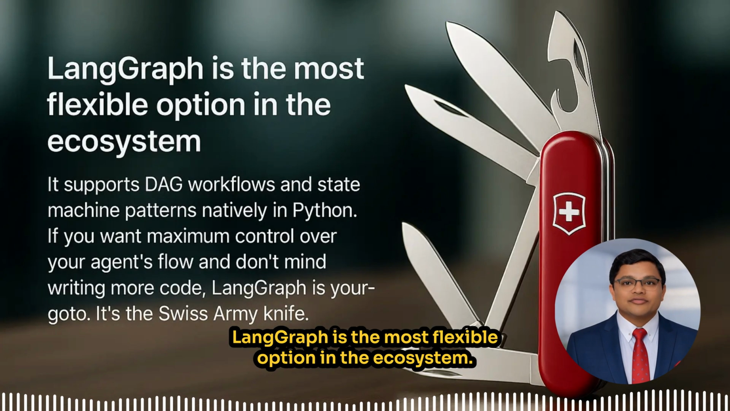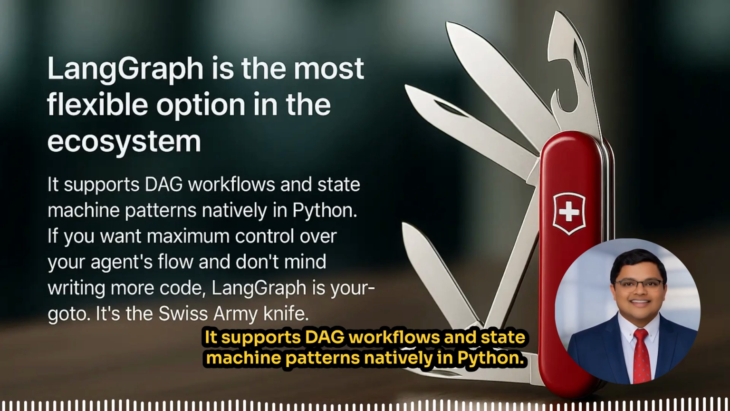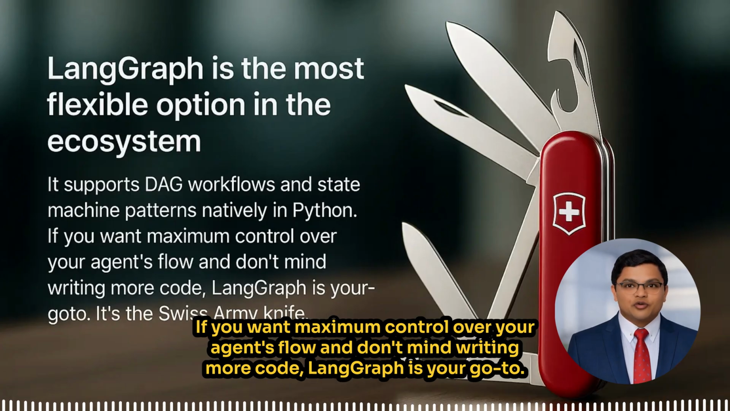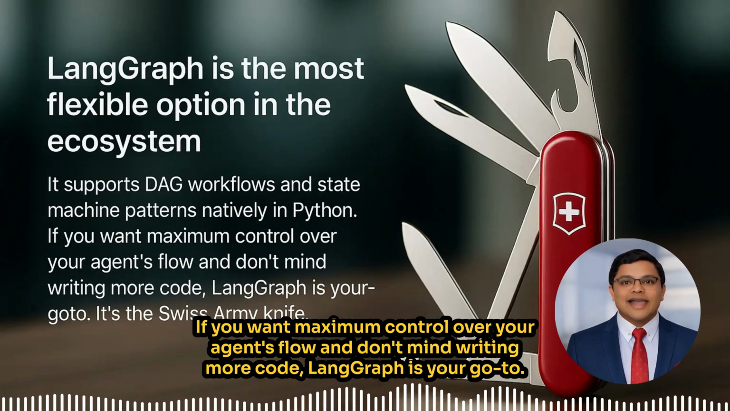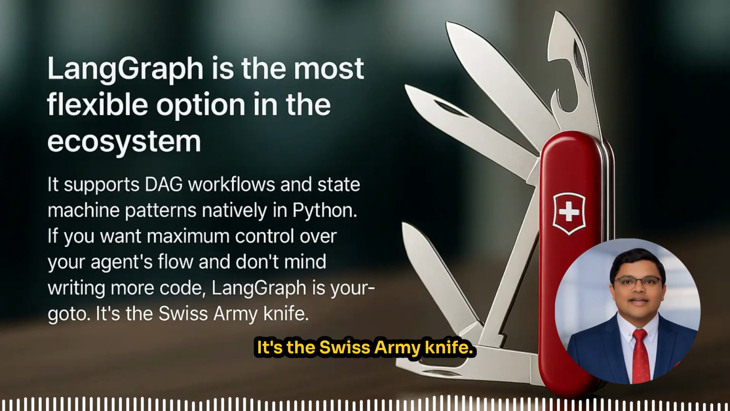LangGraph is the most flexible option in the ecosystem. It supports DAG workflows and state machine patterns natively in Python. If you want maximum control over your agent's flow and don't mind writing more code, LangGraph is your go-to. It's the Swiss Army knife.